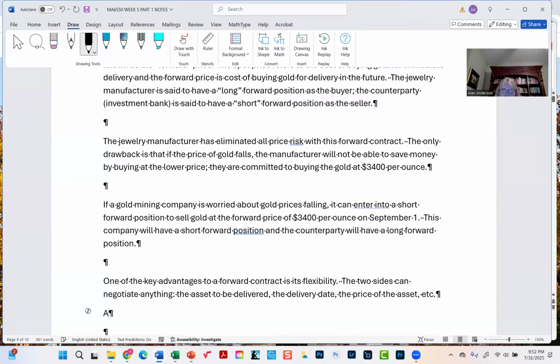Another advantage is that there's no price associated with this contract.